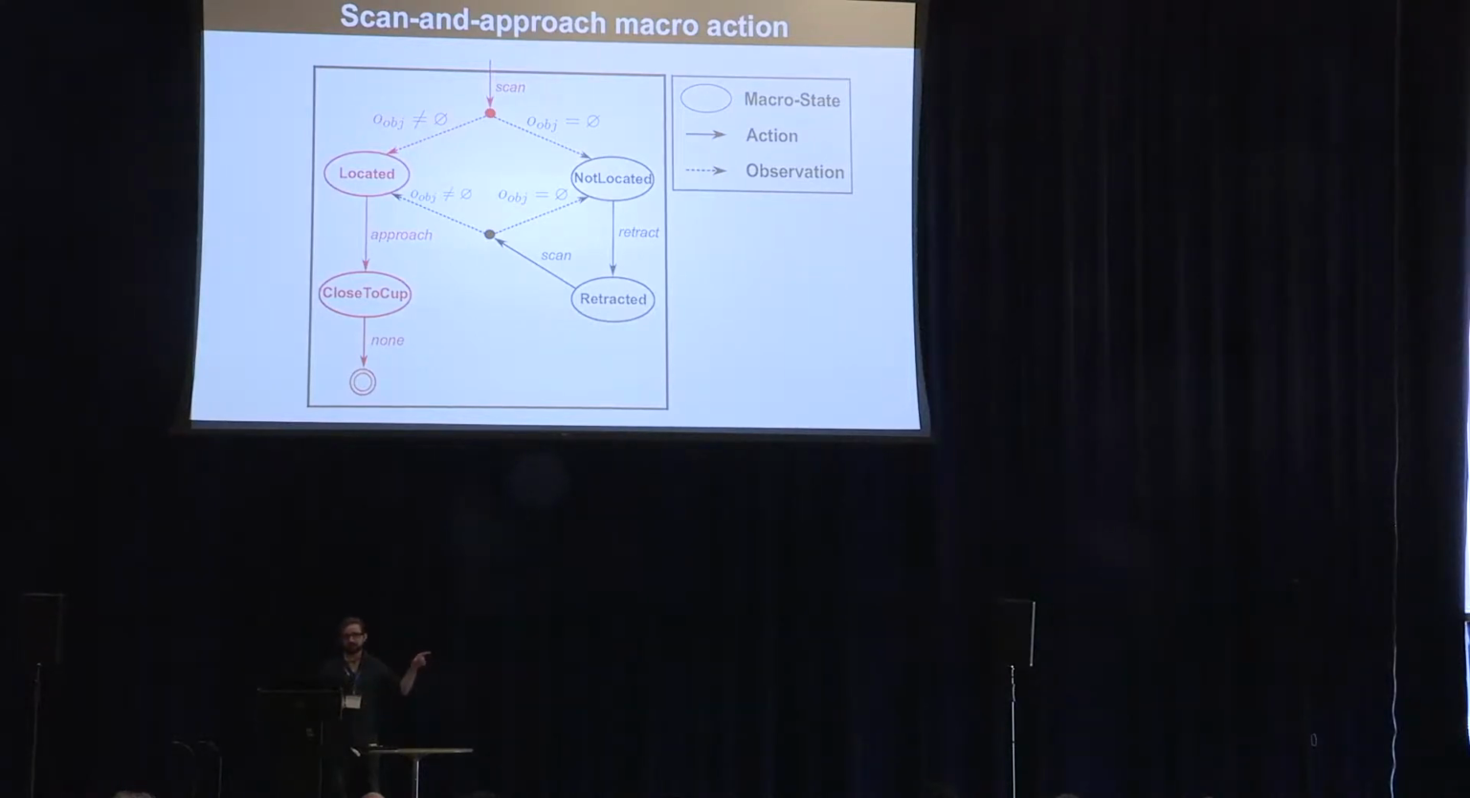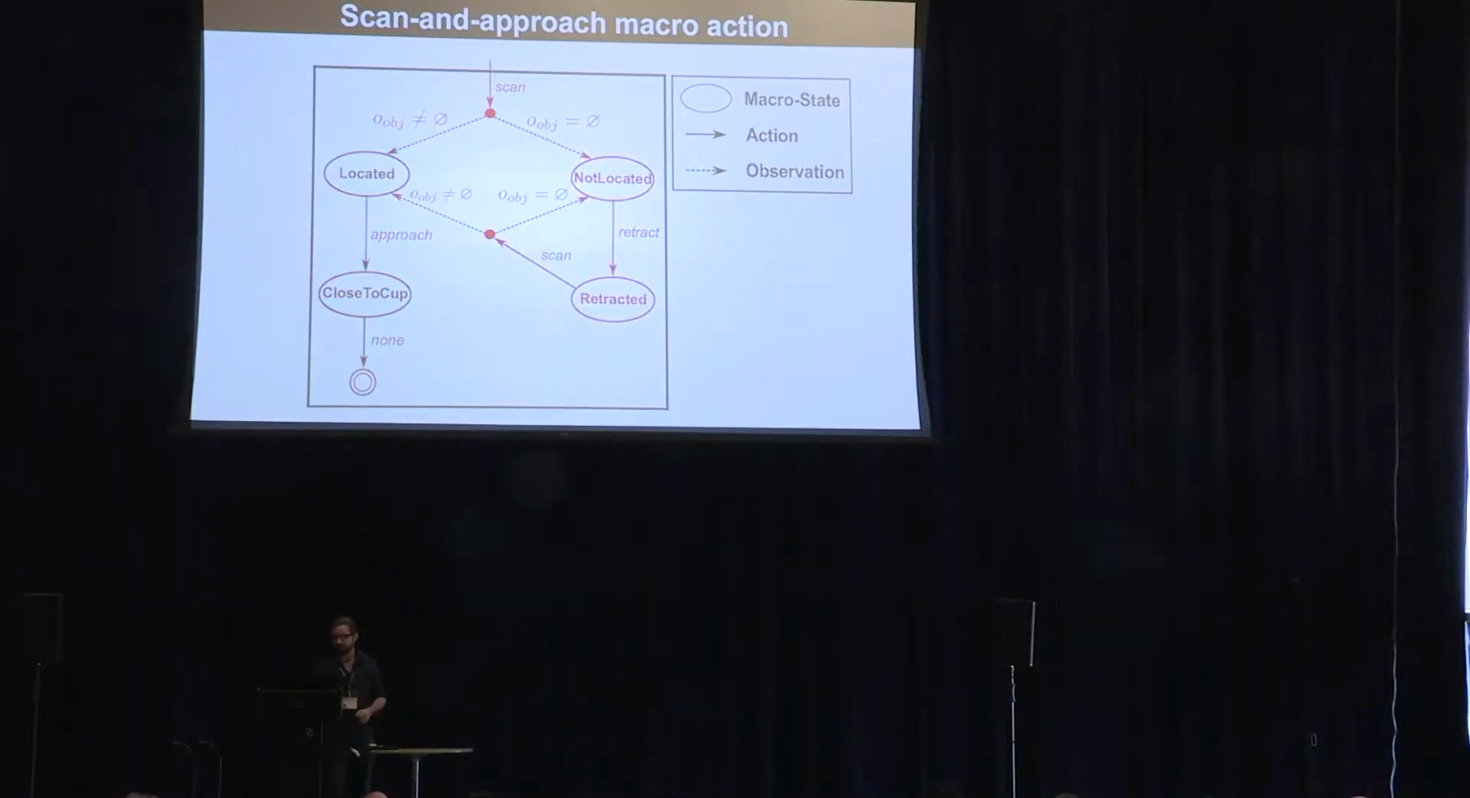Now what happens is, inside this macro action, we transition to a located state, from where the robot then executes an approach action, which is a sequence of primitive actions to bring the gripper close to the estimated location of the cup. Where this action sequence is essentially obtained using methods from deterministic motion planning.